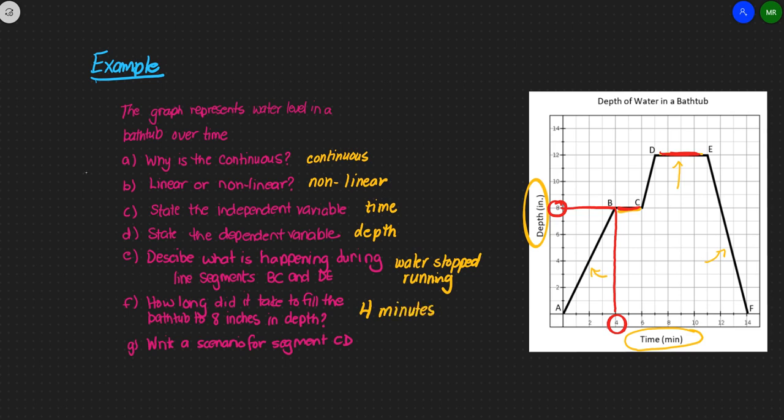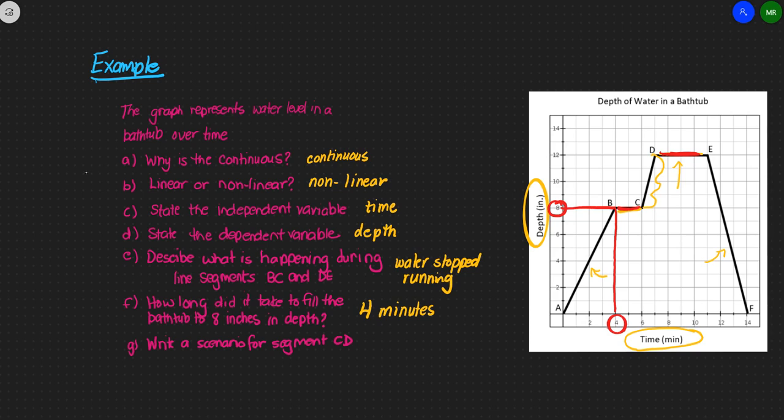So the last part, write a scenario for segment CD. So what possibly could have happened that this little piece of the graph had to happen? Well, if this is filling a tub, the tub was filling up, but then at this point, the tub stopped filling up because the height didn't change. Well, was the water turned off? Well, you can say anything. You can say the phone rang and you had to take a call.